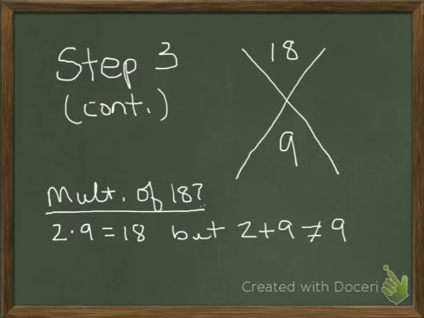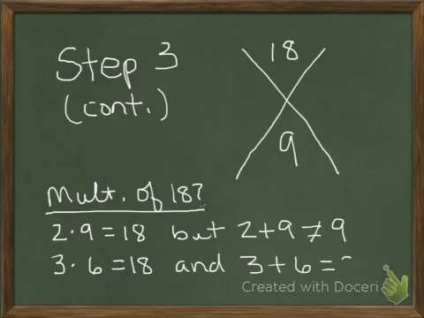3 is also a factor of 18. Did I say multiples? I meant factors of 18. Let's look at 3. 3 times 6 equals 18, and 3 plus 6 equals 9. So those are our two numbers. Put 3 and 6 in the sides of your X. It doesn't matter which order: 6 could be first and then 3, or 3 and then 6.